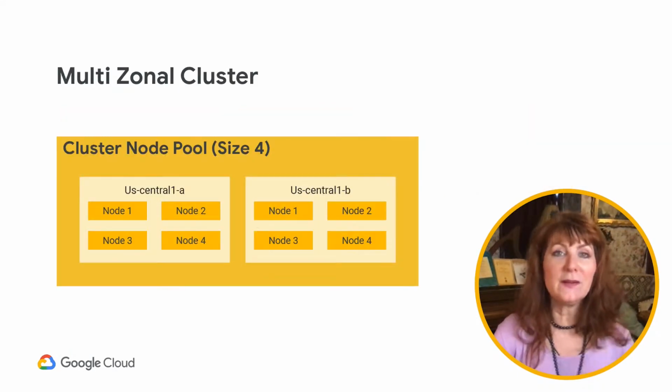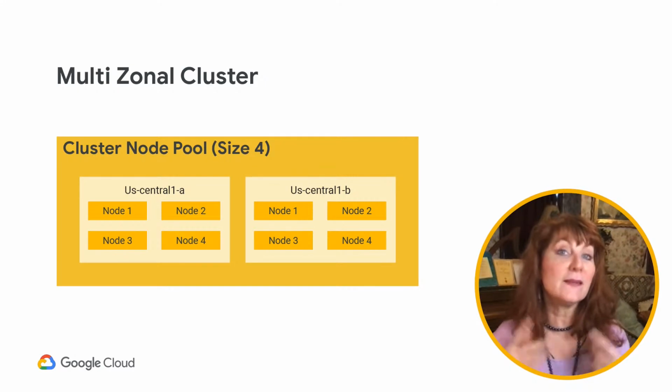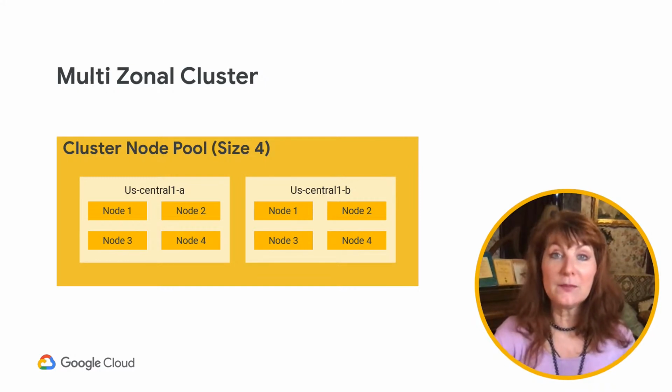Now here we see an example of a multi-zone cluster. As mentioned previously, a multi-zone cluster has a single replica of the control plane running in a single zone and has nodes running in multiple zones. Cluster type selection is going to impact the cluster's availability, version stability, and whether the cluster is VPC native or route-based, as well as other elements such as network isolation.